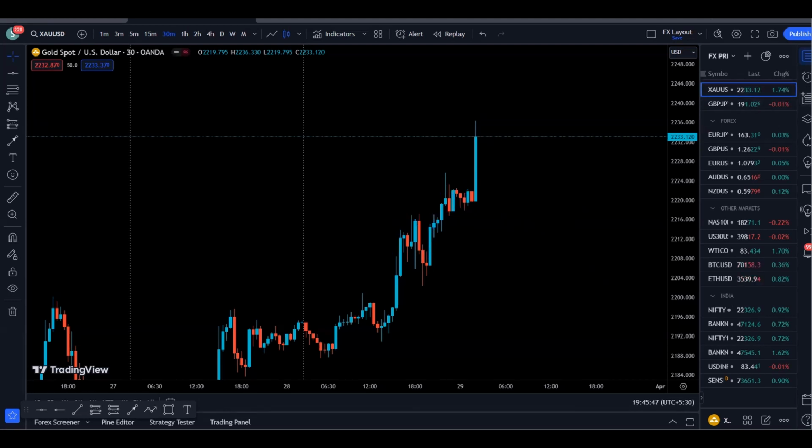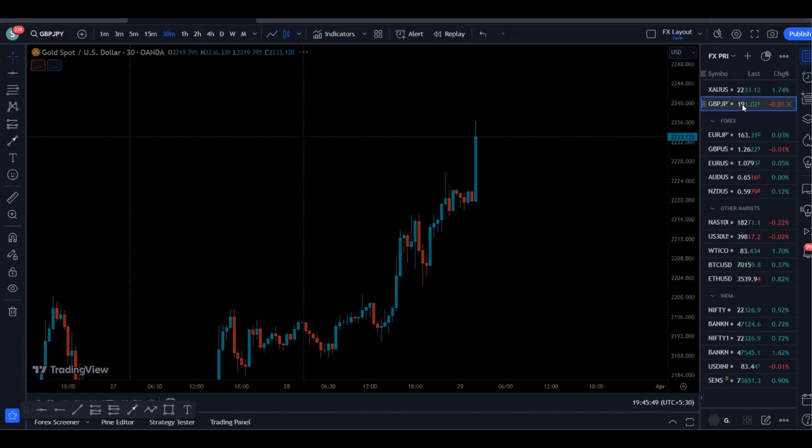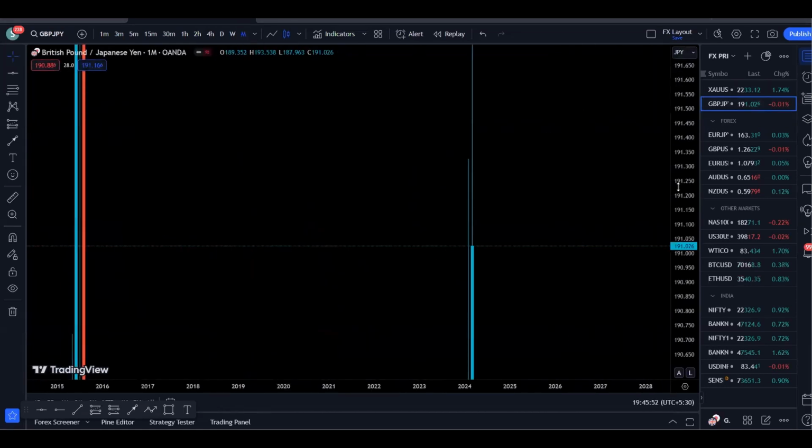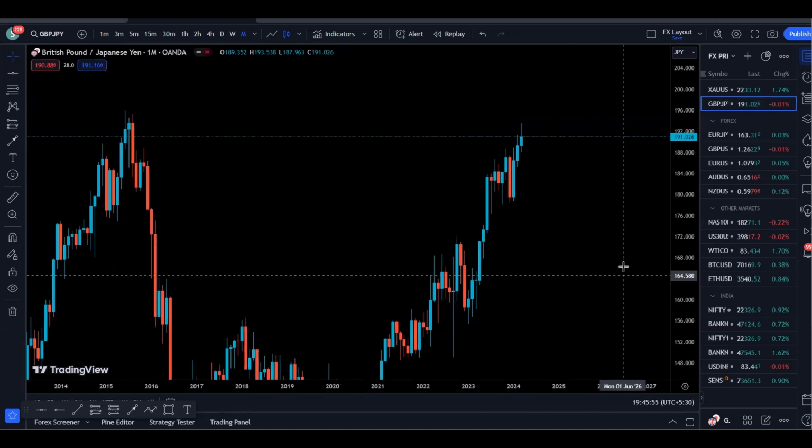Now let's go to our second pair, which is GJ. On GJ also we are going to start with the monthly time frame, and as we can see on the monthly time frame, the market structure is very much bullish because we are making higher highs and higher lows. We created a high, higher low, and the price made a new higher high. So we are bullish on the monthly time frame.